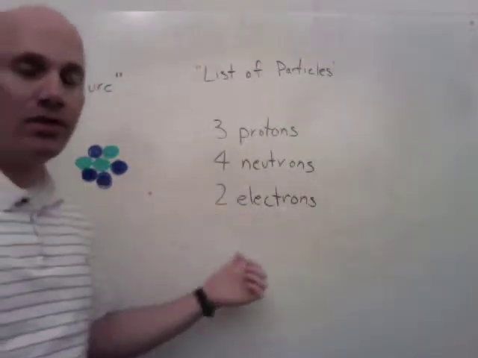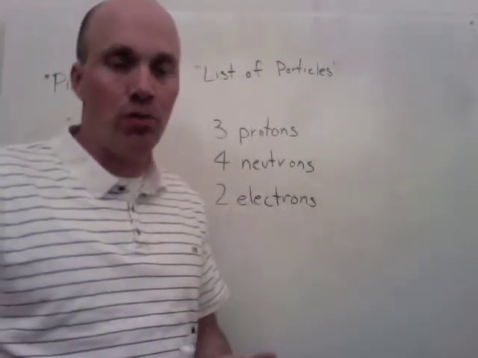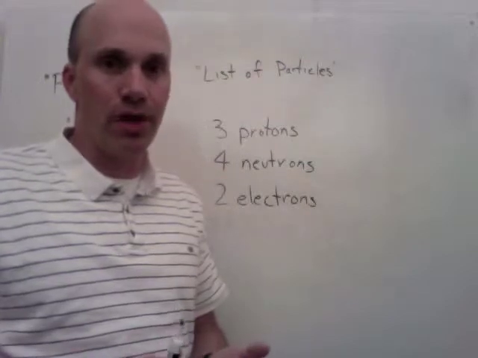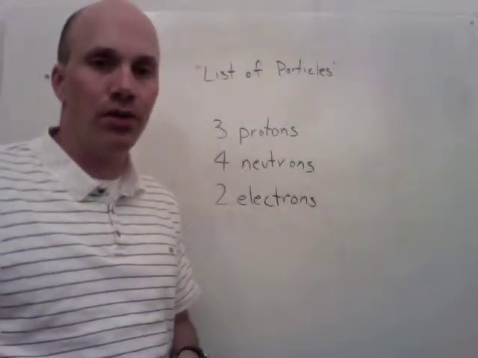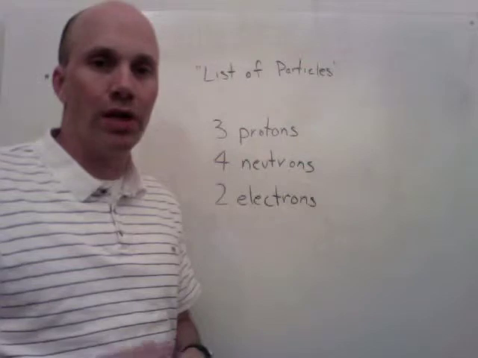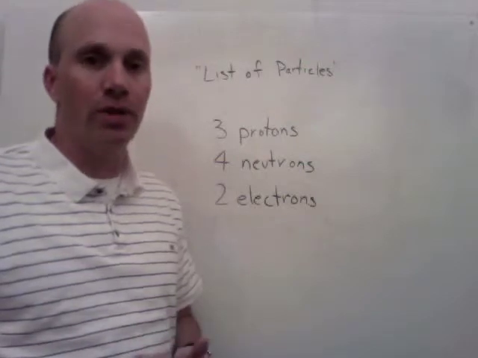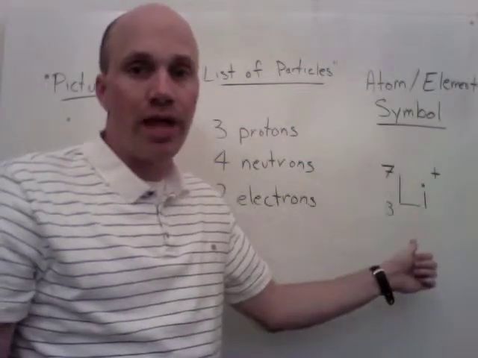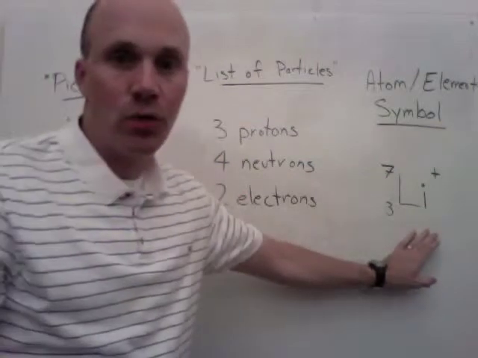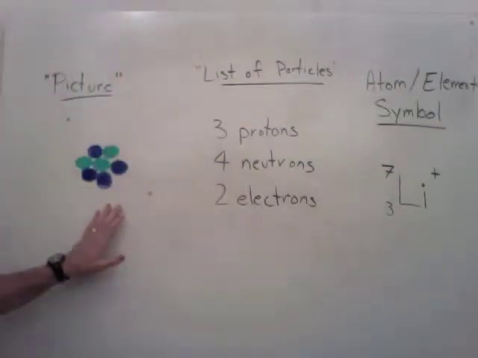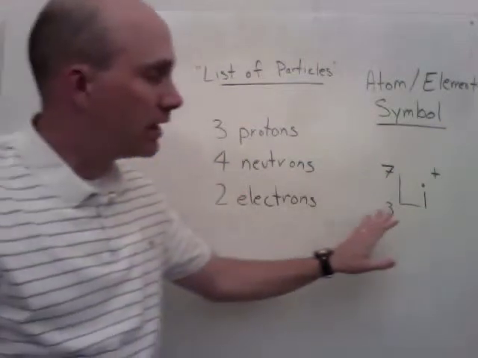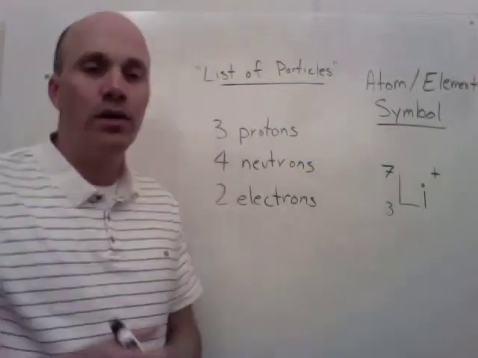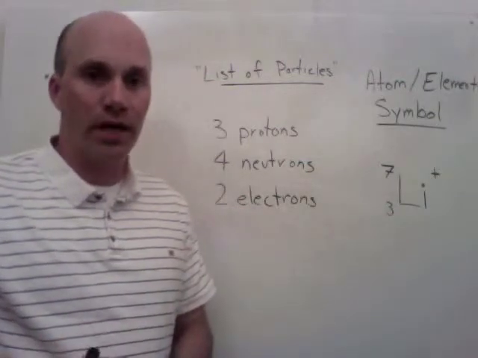But neither of these are the way that chemists usually go about describing what an atom is comprised of. The way that chemists typically describe an atom is through what you call an atom symbol or an element symbol. So here's what a typical atom symbol looks like. This symbol right here is going to be for this particular atom, and I'm going to go through what all these numbers mean. So let's go through how you go about drawing an atom symbol.